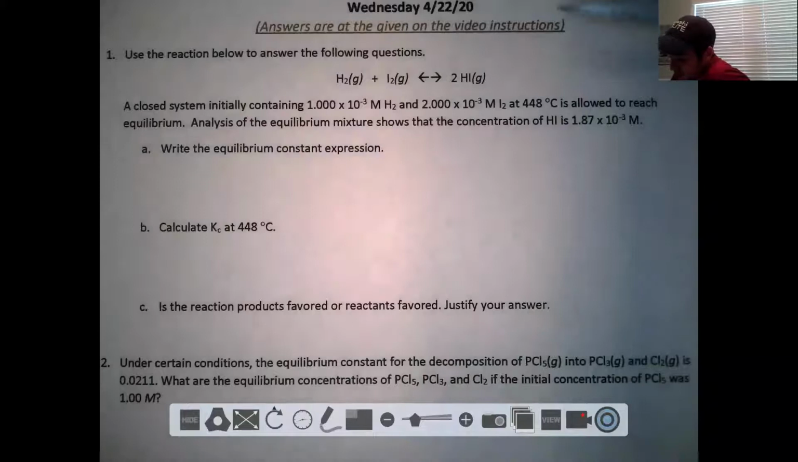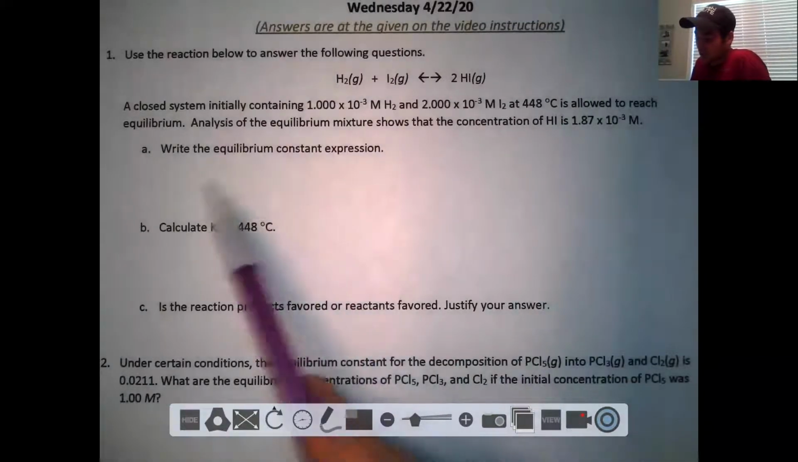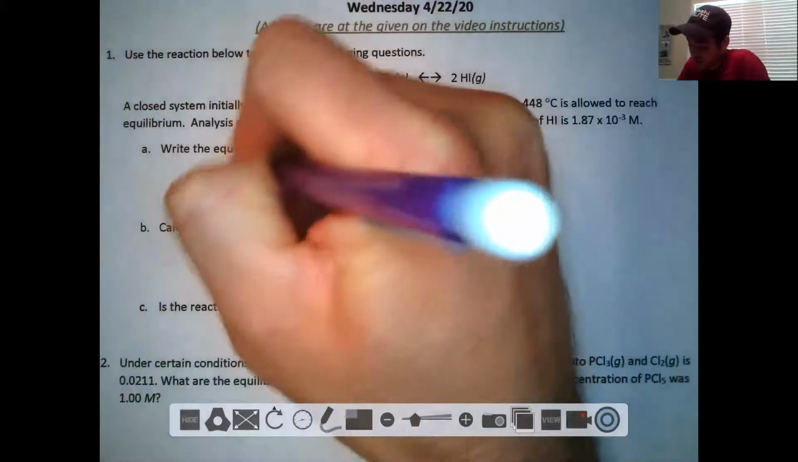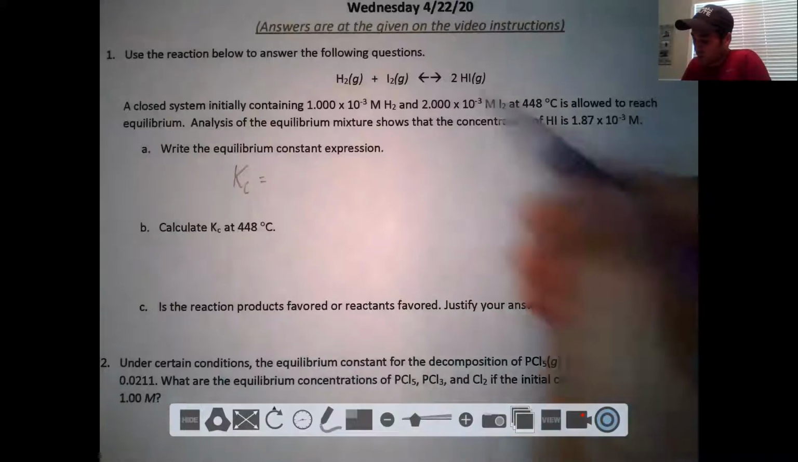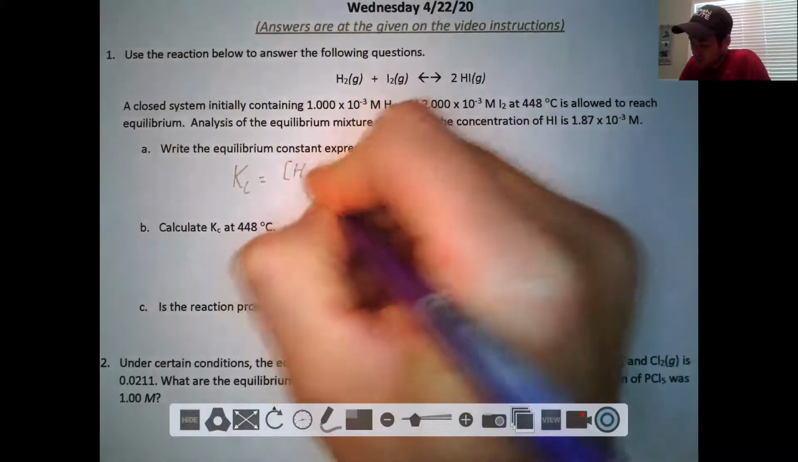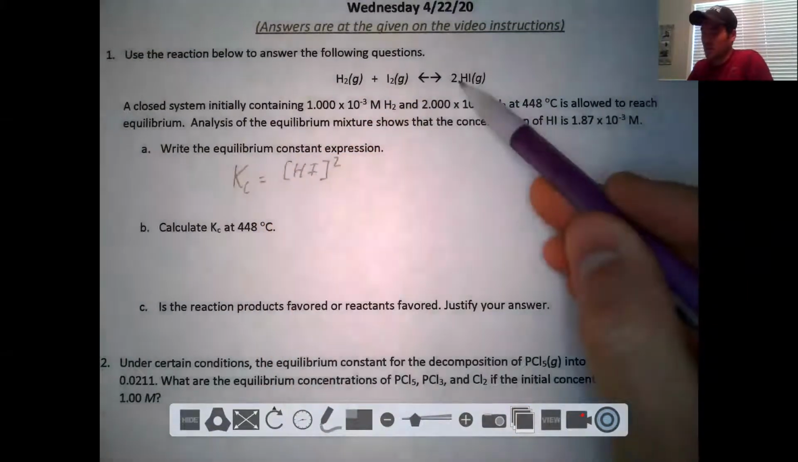So looking here, we're writing the equilibrium constant expression. That's part A. So remember, when we write that expression, all we're doing is products over reactants. So we'll look at our products. The first product here is HI. So concentration of your products, and I'm squaring it because there's a 2 coefficient.